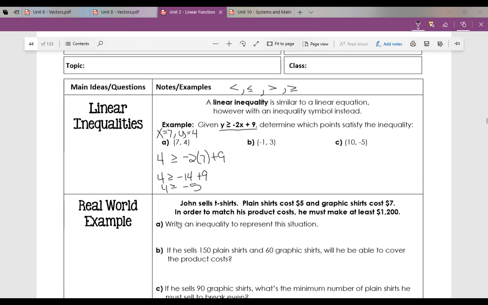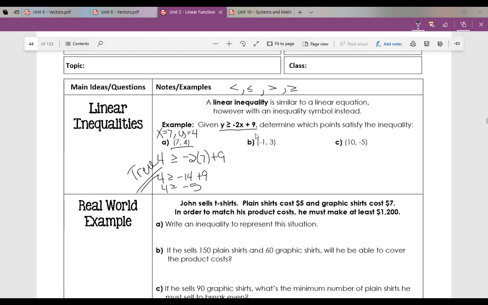Is that true or false? Is 4 greater than or equal to negative 5? Okay, so that one is true. All right, so this point is a solution to this inequality because it made the left side greater than or equal to the right side.